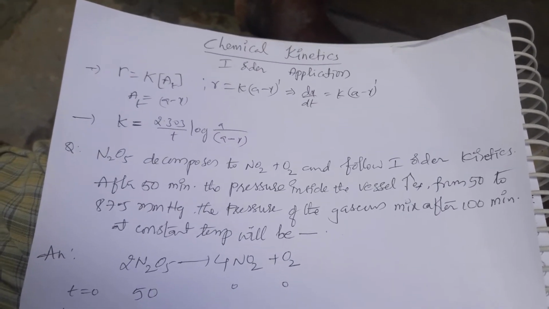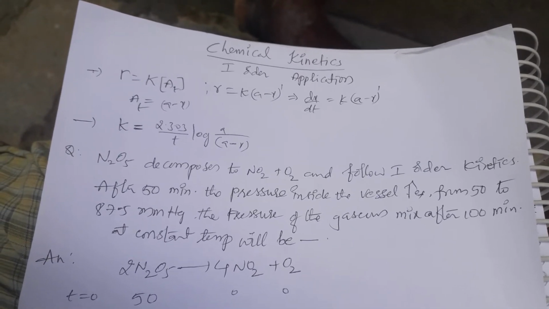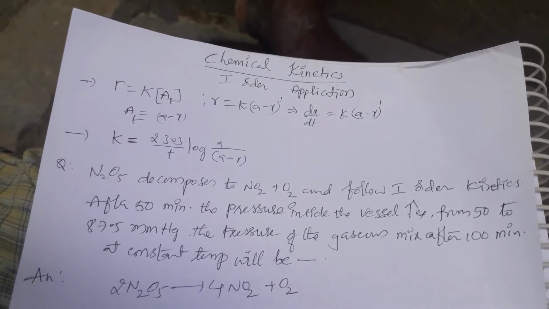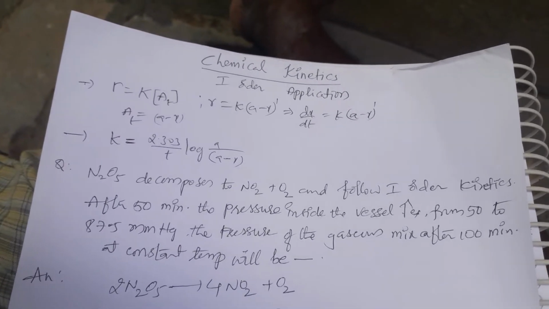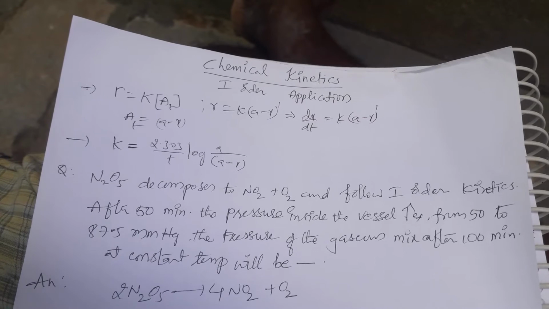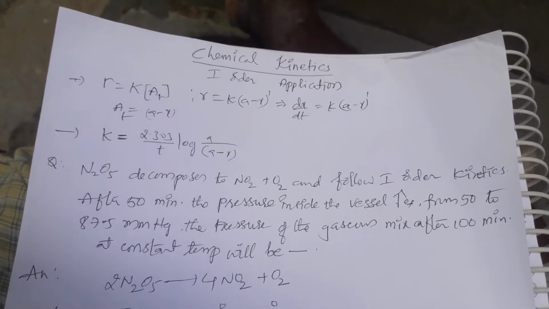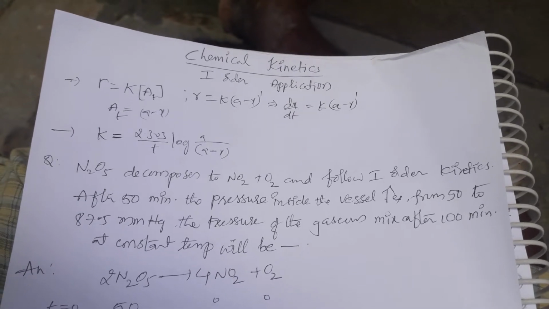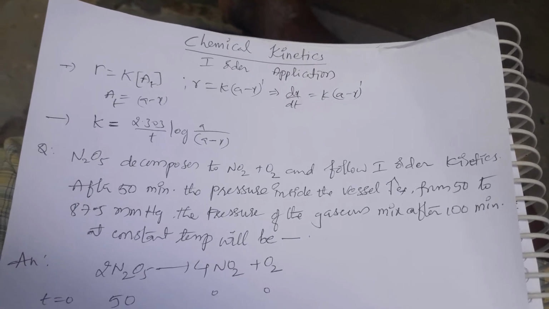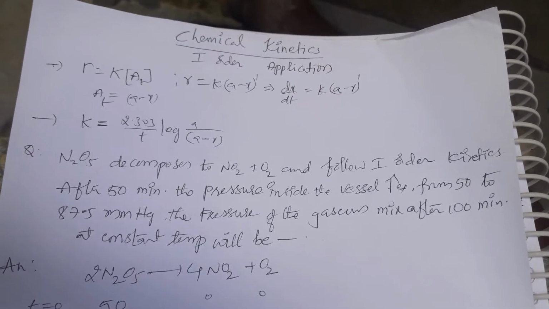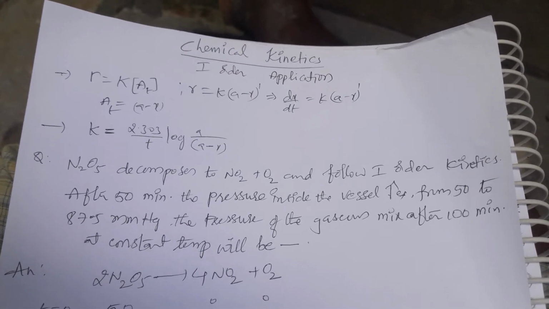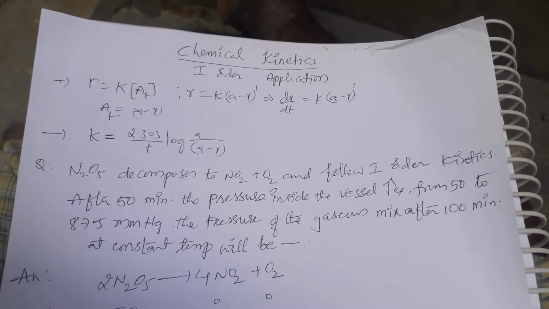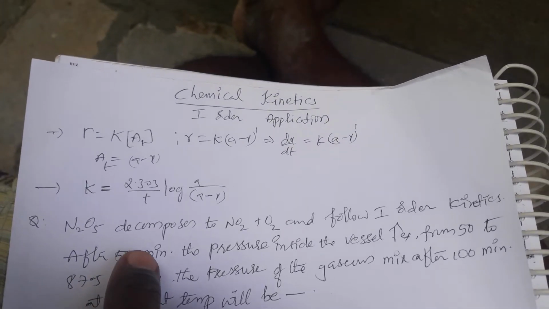Today we are going to study the chemical kinetics lesson, with first order applications. First, we should know what first order is and what the formulas are. Order of the reaction is the sum of the powers of the concentration of the reactants raised in the rate law expression. So based on the statement, we can write the first order expression.